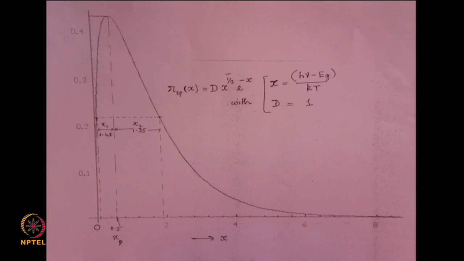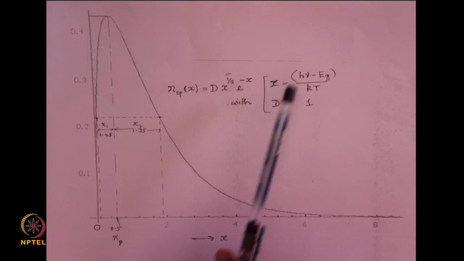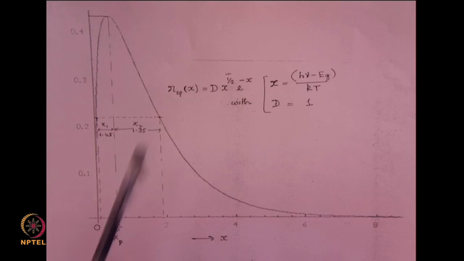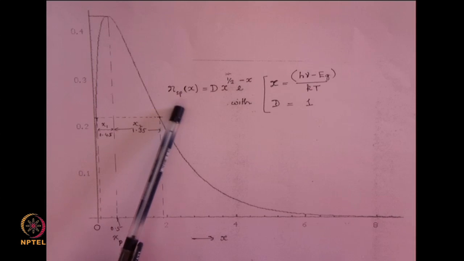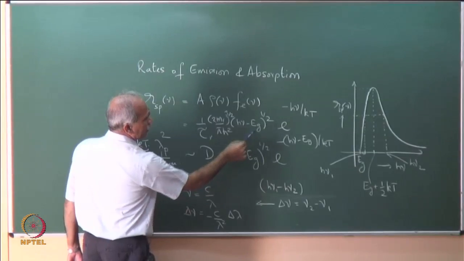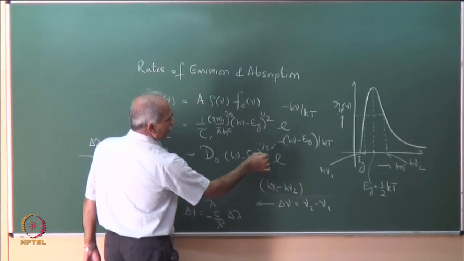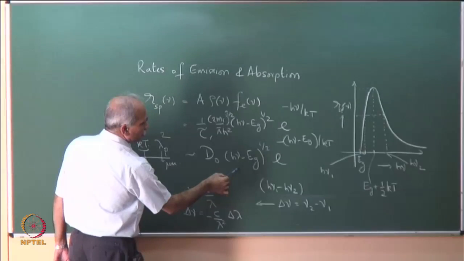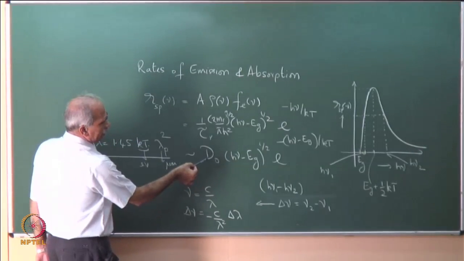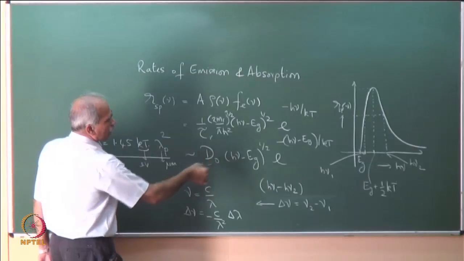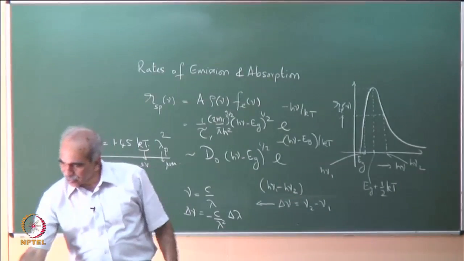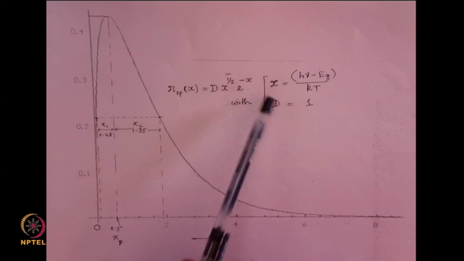I have been qualitatively showing you the variation like this. What I have plotted is R_sp of nu. I have defined x as (h nu minus E_g) by kT. Then the expression for R_sp becomes R_sp equal to D into x to the power half into e to the power of minus x. If I divide by the square root of kT, kT to the power half has been absorbed in this D_0. So R_sp can be written in this form with x equal to this.